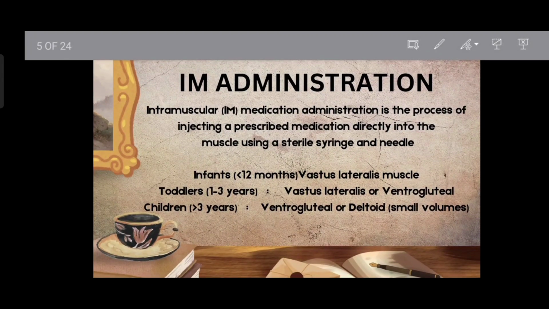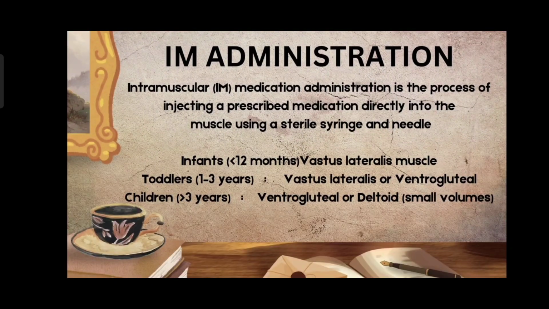Then IM administration, that is intramuscular medication administration, is the process of injecting a prescribed medication directly into the muscle using a sterile syringe or needle. If it is an infant below 12 months, we give the medicine into the vastus lateralis muscle. If it is a toddler, we give in the vastus lateralis or ventrogluteal muscle. For a child above 3 years, we give in the ventrogluteal or deltoid muscles.